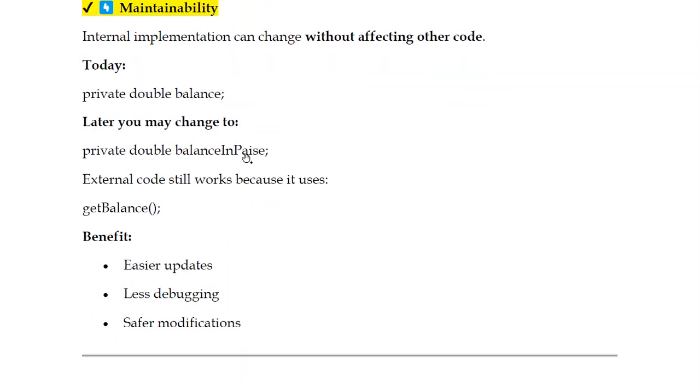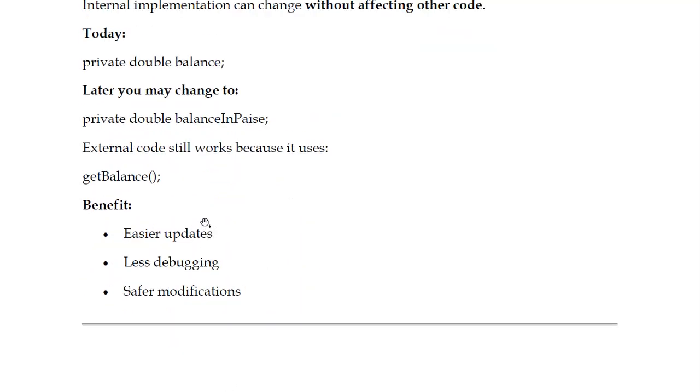Next, maintainability. Internal implementation can change without affecting other code. Important thing. Today we are having the data member, assume that balance. The data member is private. Later you may change to balance in paise. So external code will still work because it uses the get balance method. Assume that they are using that get balance method. Benefits: easier updates, less debugging, safer modification.